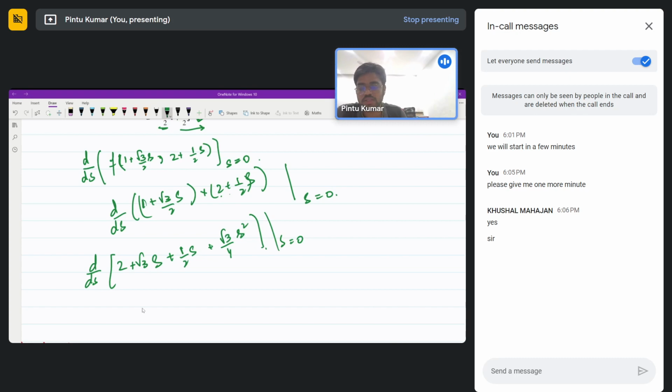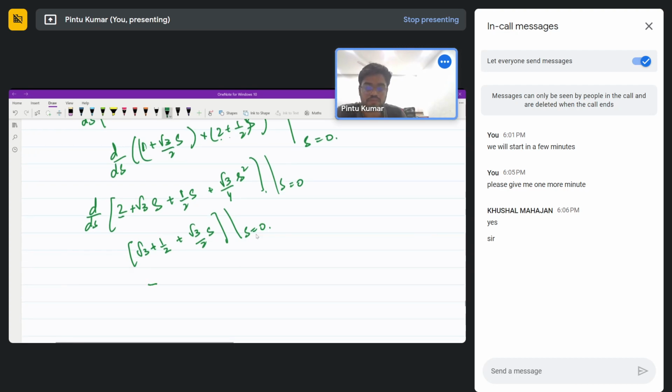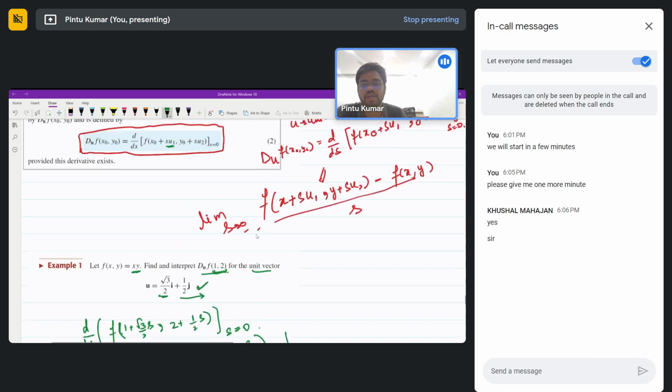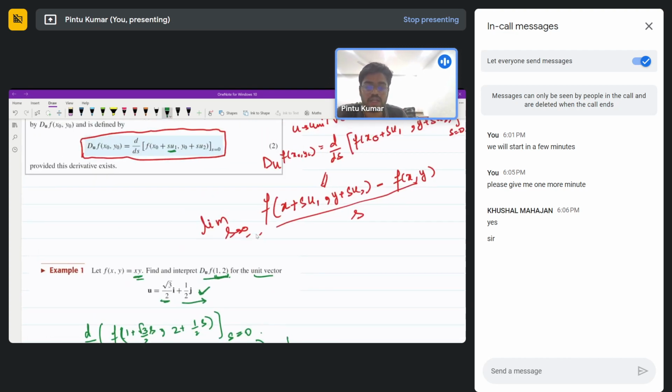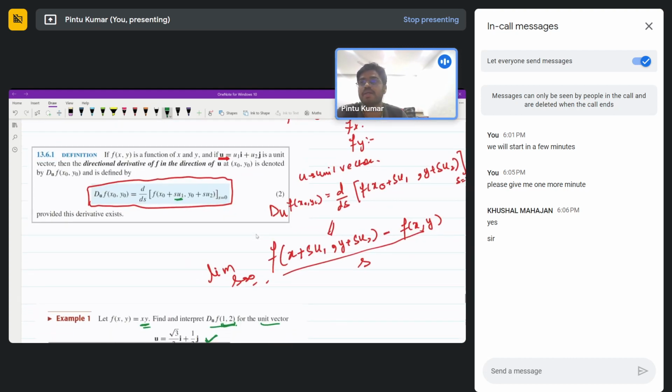Okay, so what is its differentiation with respect to s? The first term becomes 0, the second term is root 3 plus 1 by 2 plus root 3 by 2s, at s equal to 0. Now if we put the value of s equal to 0, what we obtain is root 3 plus 1 by 2. So the directional derivative of this function in this direction is root 3 plus 1 by 2 at (1, 2).